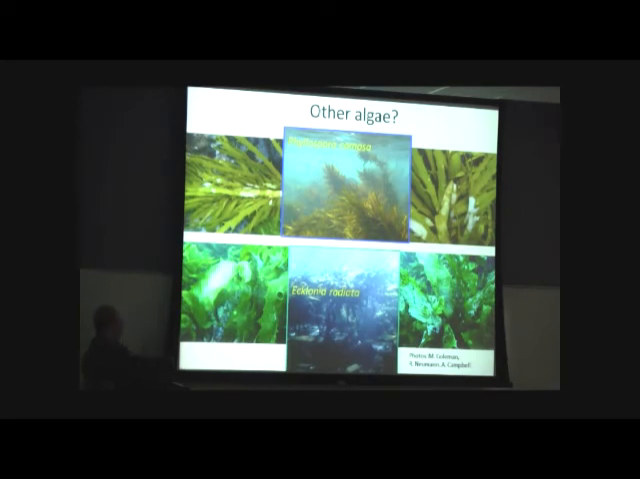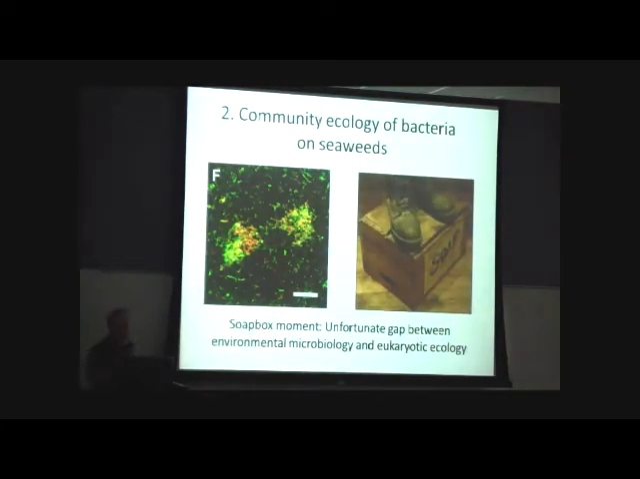Oh, and by the way, we're doing other things as well. We're starting to look at some of the major habitat-forming species, kelps, and a big fucoid that occurs there. And we're seeing, if you look, similar kinds of phenotypes that may be bacterially caused. All right.